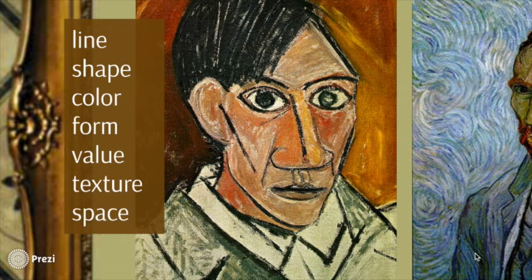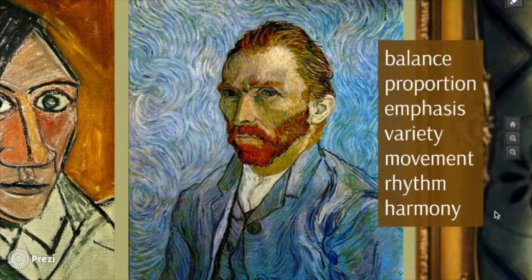Let's take a look at another self-portrait, one by an artist whose name is Vincent van Gogh. He's the guy who's most famous for his work of art called The Starry Night. Check out that background. See all those moving lines? It might remind you of that painting.